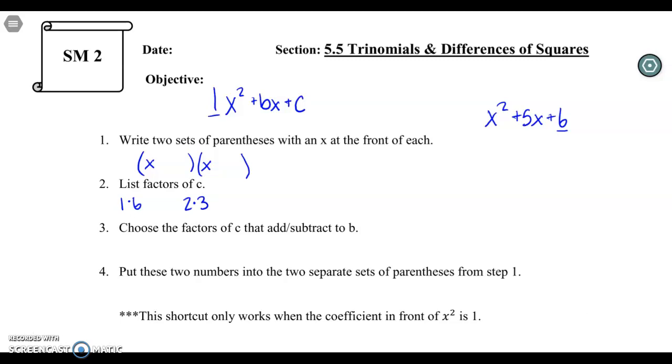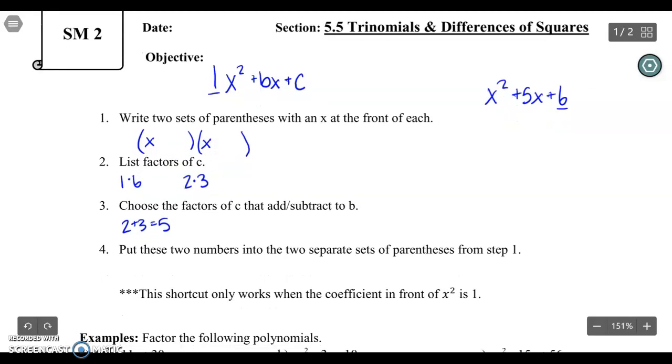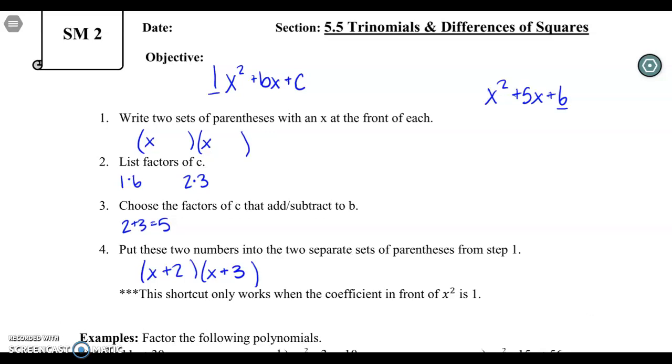And then we're going to choose the factors of c that add or subtract to give you b. So in this case, since we're dealing with just positive numbers, we're going to be adding them together. And I'm looking for which of these pairs of numbers adds up to 5. And I notice that 2 plus 3 is 5, which is that b. So then, this is the easiest part. I just take these two numbers, the 2 and the 3, and I put them in the parentheses with my x's that I created in step 1. So since it's positive 2 and positive 3, that's going to be our final answer. Just write them in. Okay.